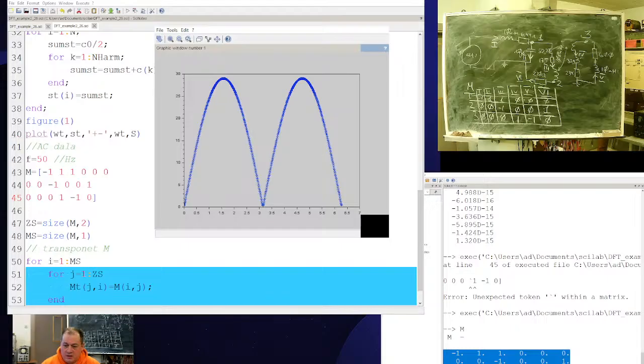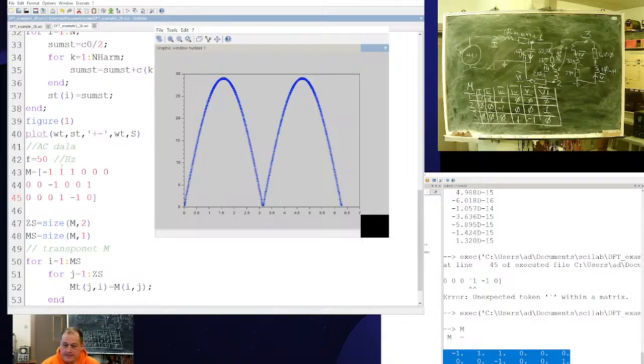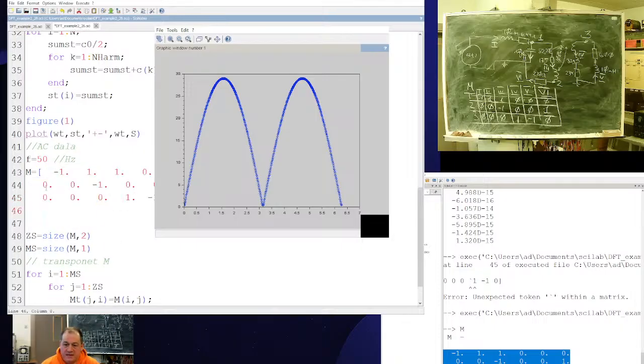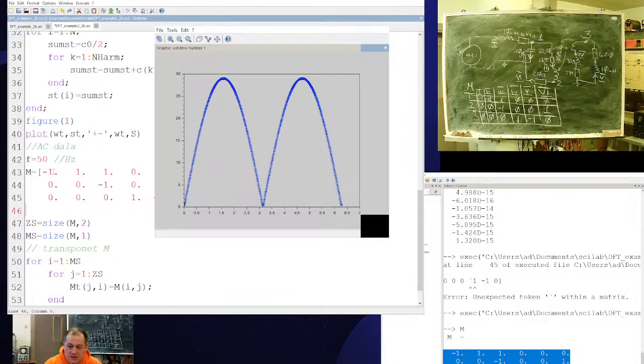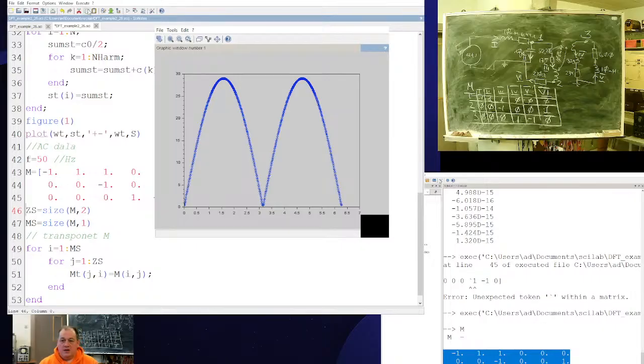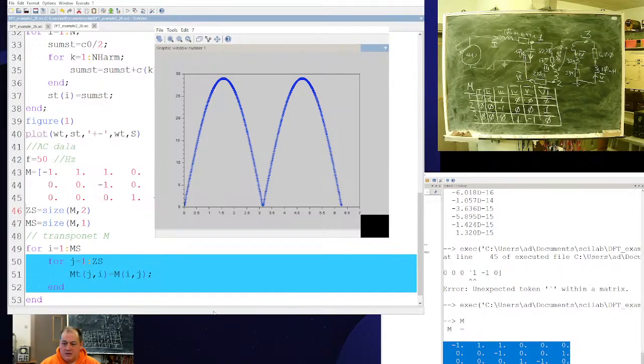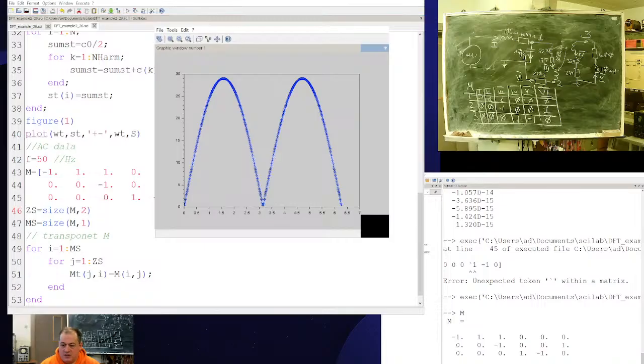I will make it look better. Square bracket. Yes, I don't need this. I don't need this. Save. Errors. No errors. Okay, I can live with this.